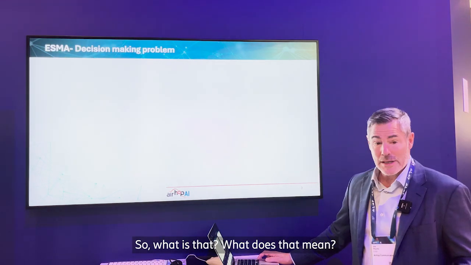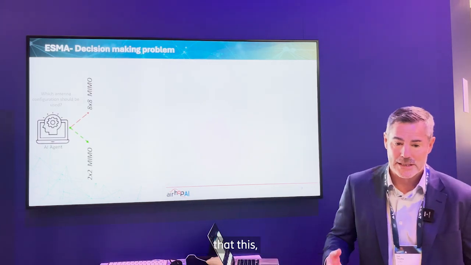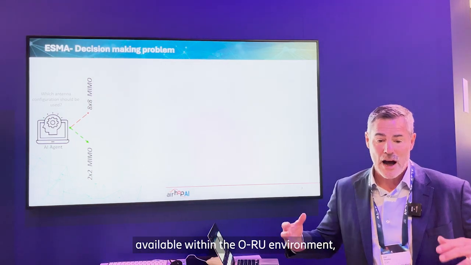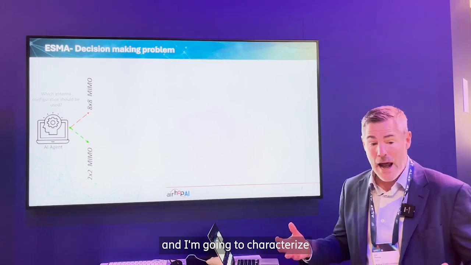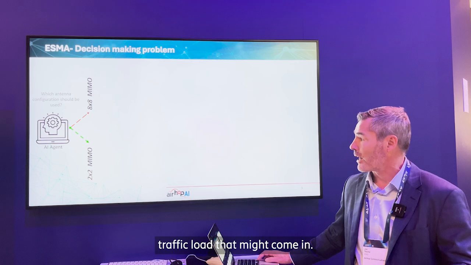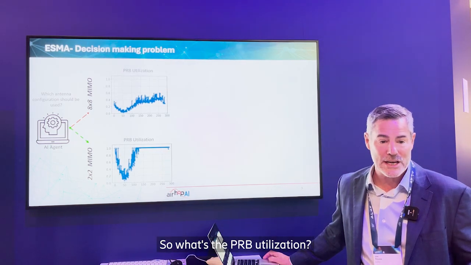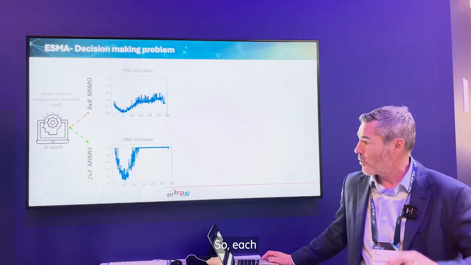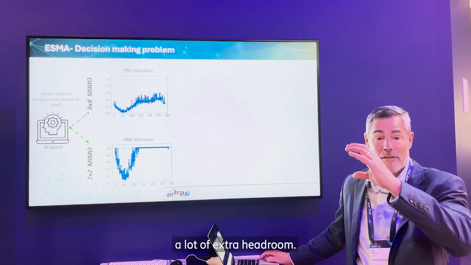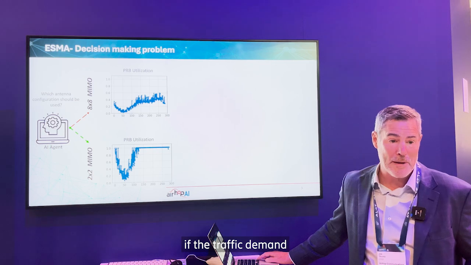So what does that mean? So what is it trying to do? The main decision-making problem that this AI/ML solution is solving is: I've got a couple of different antenna configurations available within the ORU environment, and I'm going to characterize those based on any traffic load that might come in. The first is, what is the ability to meet that demand? So what's the PRB utilization? How much headroom do I have? How much capacity? Each antenna is going to have a certain level that it can support. So here in an 8x8 MIMO, you're going to have a lot of extra headroom with PRB capacity. The 2x2 MIMO, you're going to end up having saturated if the traffic demand gets a little too high.